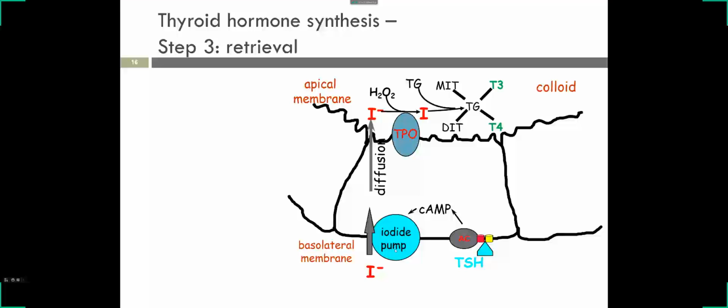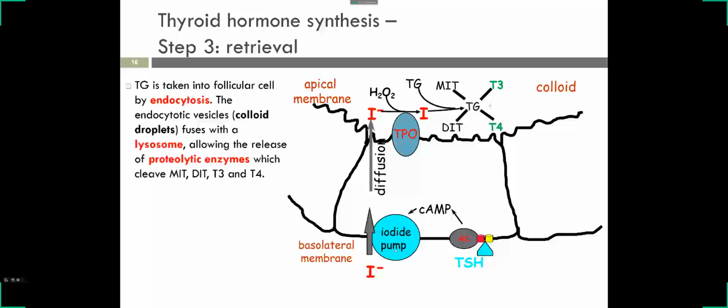Now, the next step involves what is called retrieval. So we still have the thyroglobulin on the wrong side, so to speak. It's located only in the colloid. So we've got to get T3 or T4 back across, so that it can be put back into the bloodstream and released on demand. So how does this happen?